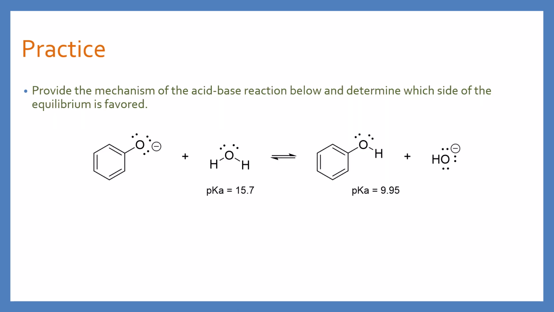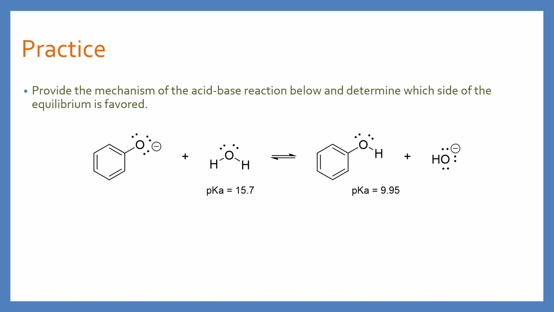Let's do another practice problem. Provide the mechanism of the acid-base reaction below and determine which side of the equilibrium is favored. Go ahead and pause and see if you can solve this yourself. Okay, so the first thing we want to do is go ahead and draw out that mechanism. Not only is it part of the instructions, but it'll also help us apply our labels of acid, base, conjugate acid, and conjugate base.